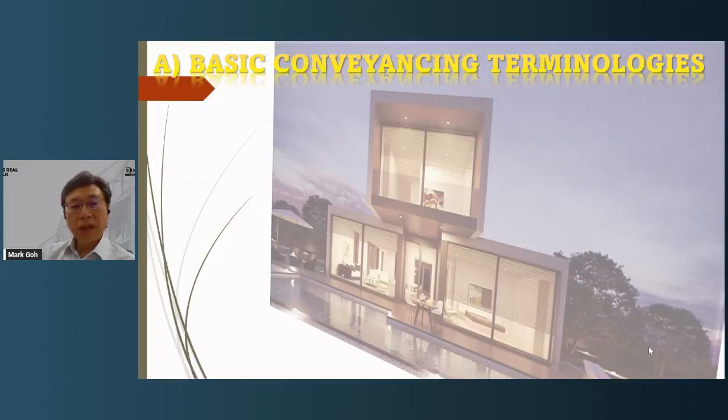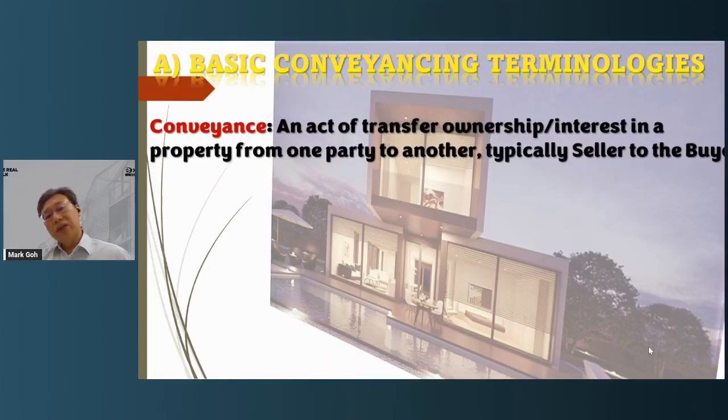Now let's look at the basic conveyancing terminologies. So what is conveyance? Conveyance basically is an act of transfer of ownership, right? Conveyance can come in various forms, which I will look at later. It can come with a very typical buyer and seller, S&P, sale and purchase agreement. That's a conveyance. Transfer and transmission, that's another conveyance. The person dies. Auction is another conveyance, right? So there are a couple of conveyances, or acts of transfer of ownership or interest. A charge is a conveyance as well.